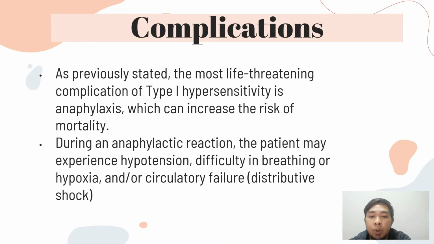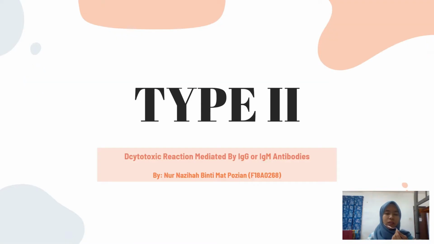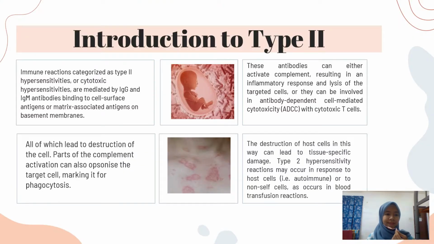Complication: as previously stated, the most life-threatening complication of type 1 hypersensitivity is anaphylaxis, which can increase the risk of mortality. During an anaphylactic reaction, the patient may experience hypotension, difficulty in breathing, hypoxia, and circulatory failure. I'm going to share about type 2 hypersensitivity.